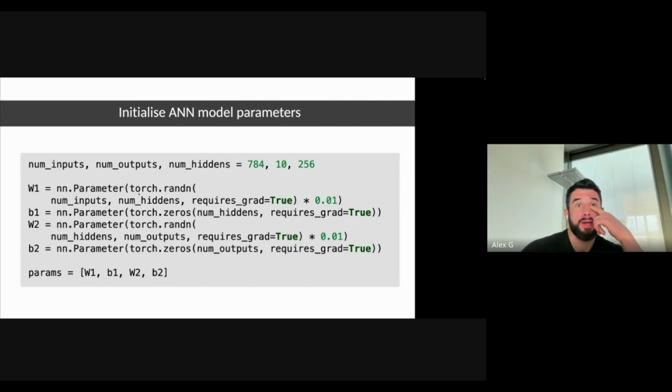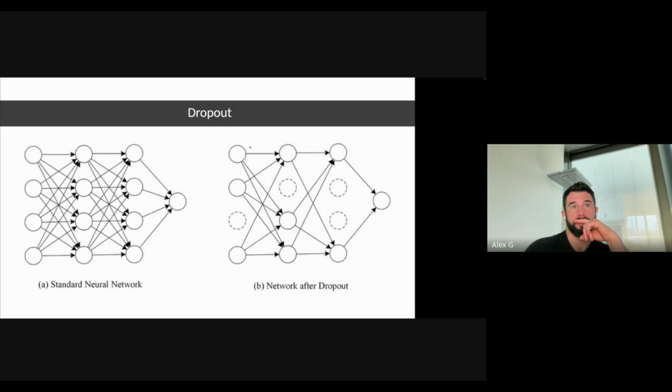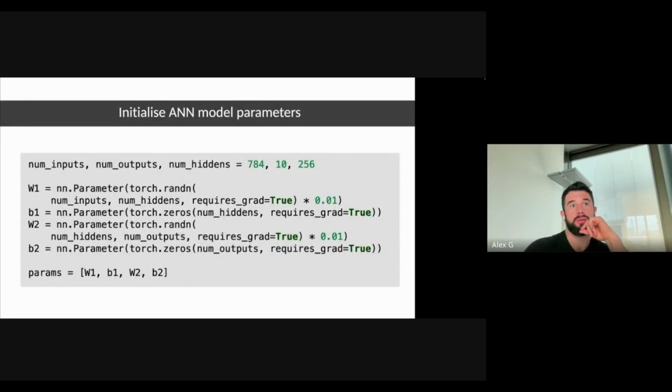You make a random initialization, random numbers, and you create a matrix with the number of inputs by the number of hiddens. It stores all the weights in this layer, and all the hidden layers. Number of inputs per number of hidden layers. Then you create biases. It's a tensor, torch zeros. You initialize them with 0.